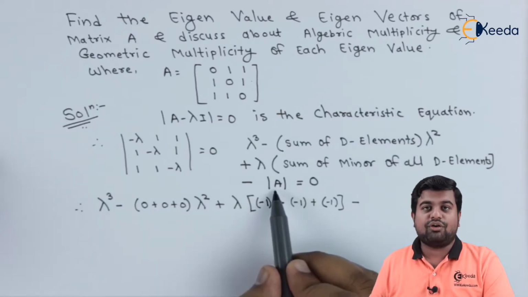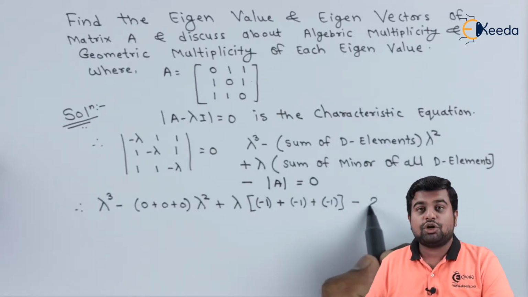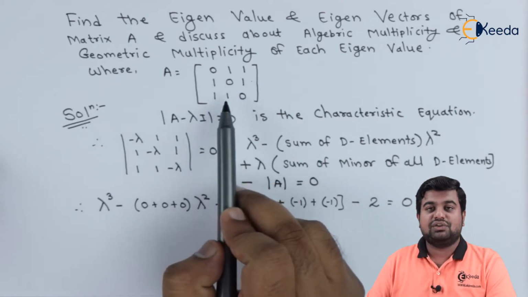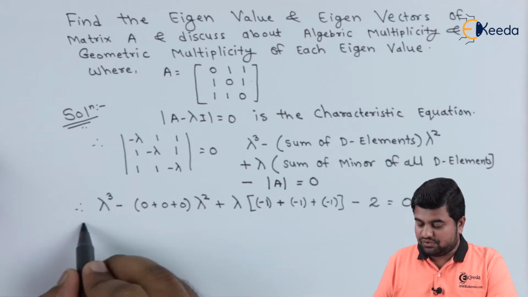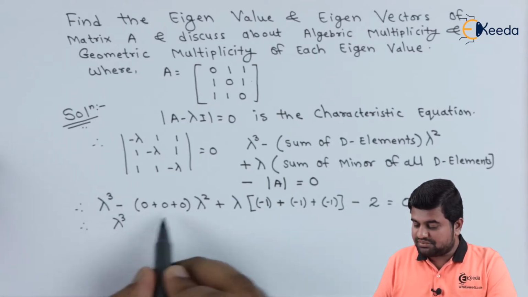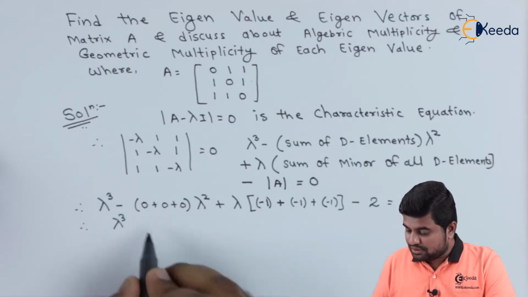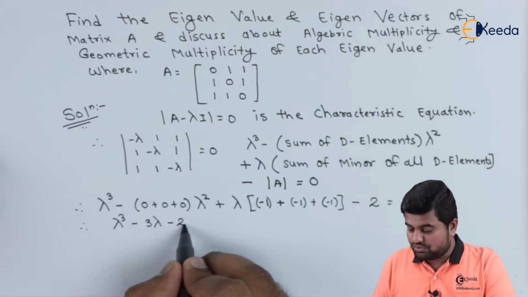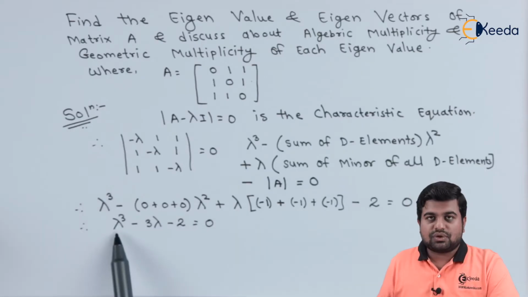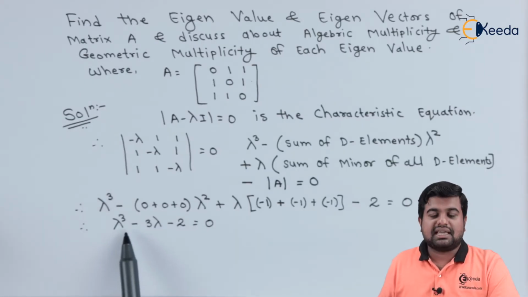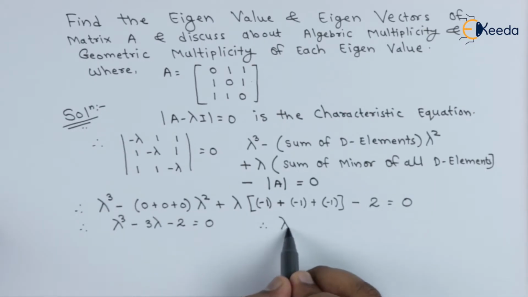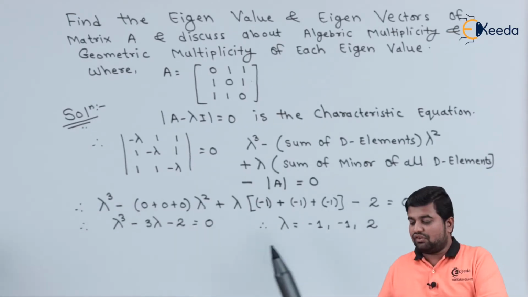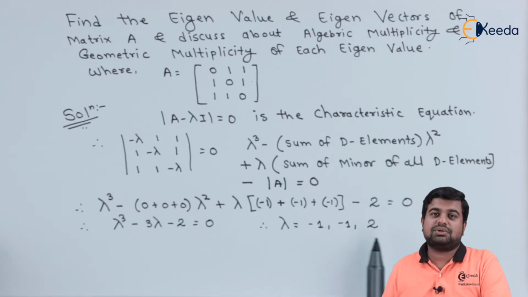minus the mod of A. Mod of A is nothing but 2, which is the determinant value. If you put this into a calculator, you will get the value as 2. Therefore, the equation becomes lambda cube, this is absolutely 0, and this is minus 3 lambda minus 2 is equal to 0. If you solve this particular equation by using a calculator, you will be getting the value of lambda as minus 1, minus 1 and 2.